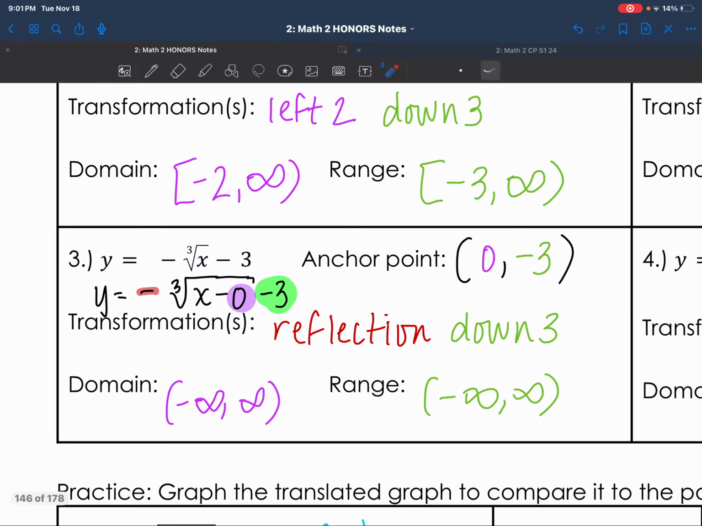All right, and then for this one, we're thinking about our parent function of y equals the cube root of x. If there's any change from there, it's considered a transformation. If we notice, a is 1, but it's negative. That negative means it's reflected. And then there's nothing under the radical, so h is going to be 0. And then k is outside the radical, so that means you're going down 3. So again, use this for your domain, which is your x.